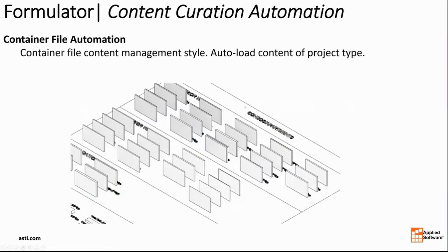Another thing the Formulator did is that we built a container file, and every family, every piece of content in their library, we were able to extract selectively per project type. We had different views, and based on the building type you specified, it would bring in any of the content placed inside that view. So I put a bunch of walls, furniture families, and doors, and only the content related to that project type comes into your project.